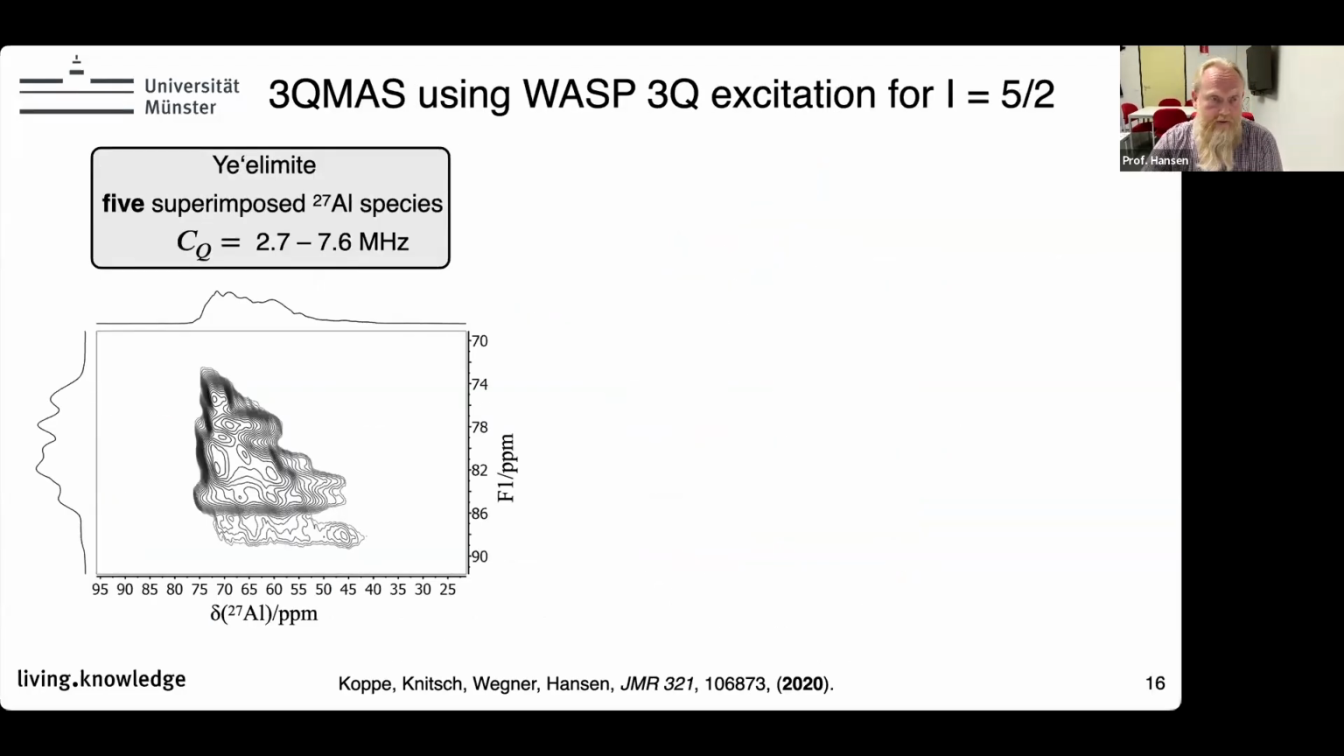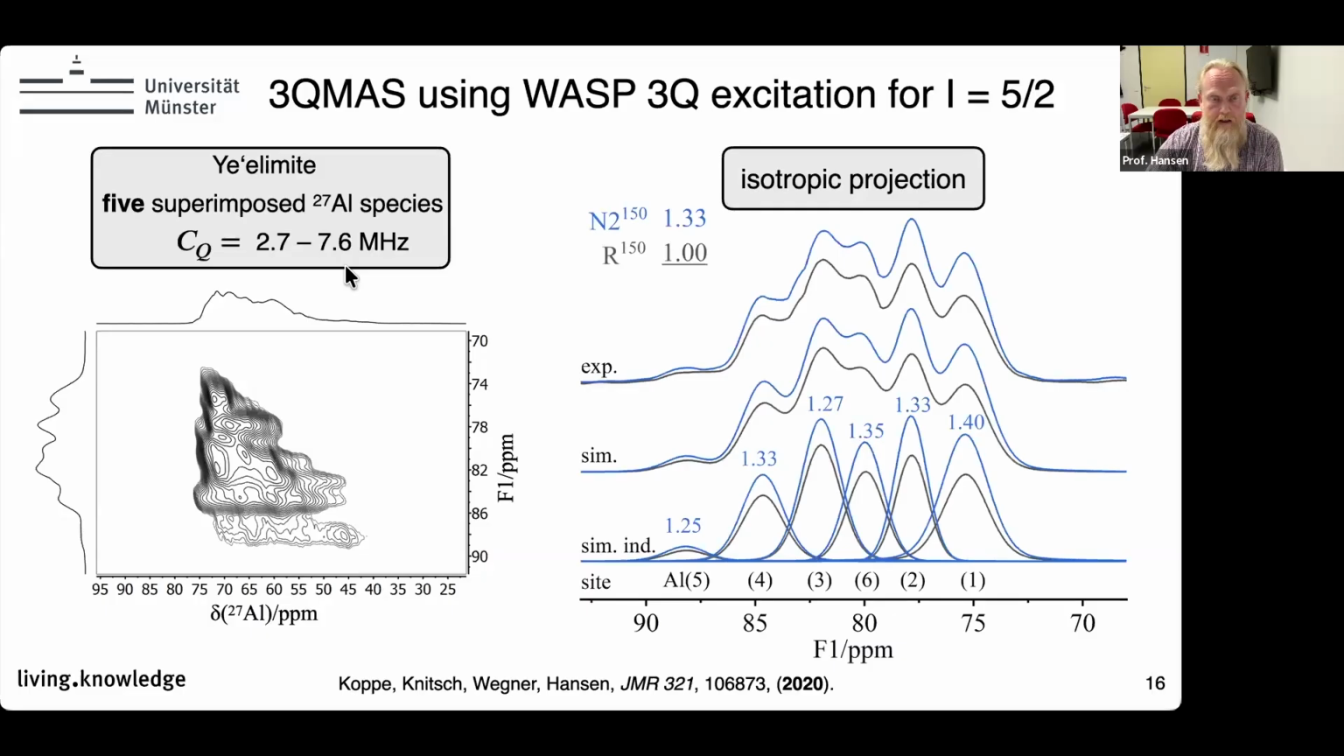We also tested it for aluminum. This is a mineral, ilmenite. It consists of 5 aluminum species with a relatively broad range of quadrupolar couplings from 12.7 to 7.6 megahertz. And now here, just comparing the isotropic projection, so this dimension, the experimental, and then the fits to this. You can see in general you get something like 20 to 30% increase in your triple quantum efficiency for aluminum.